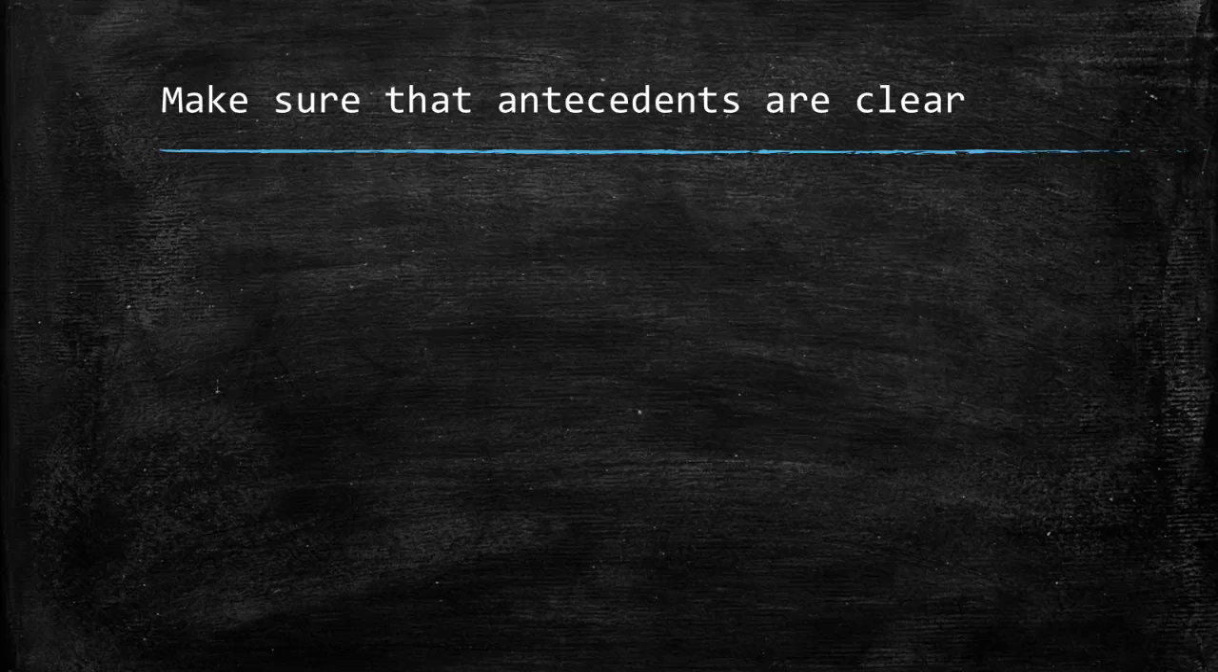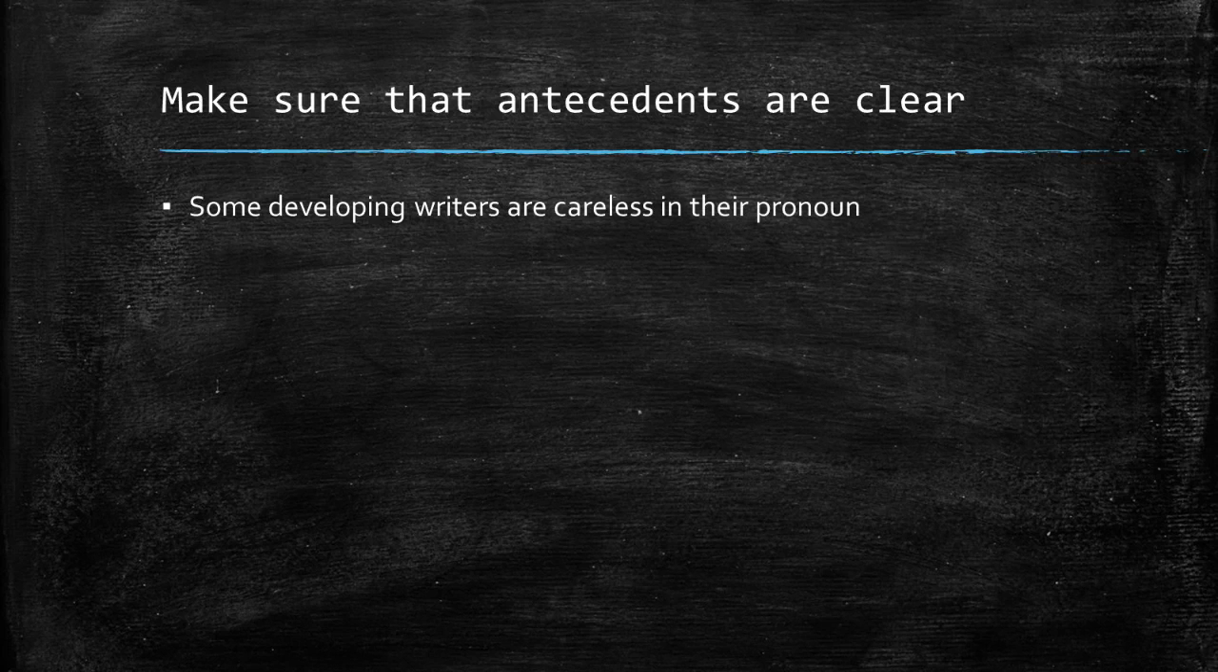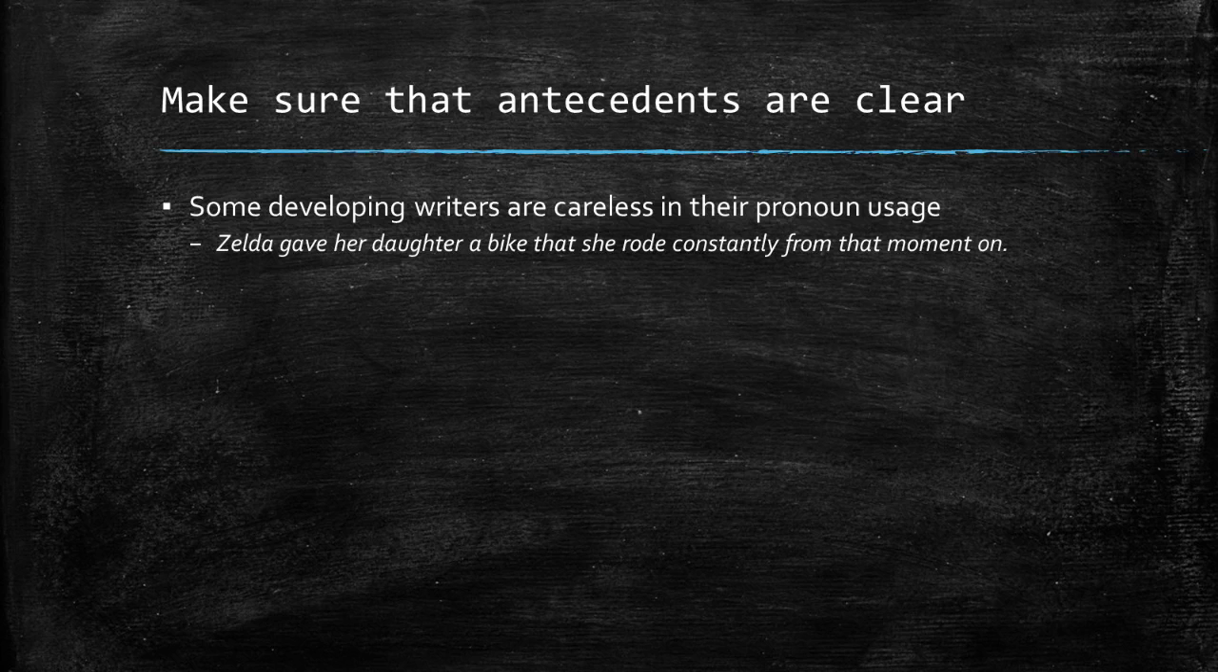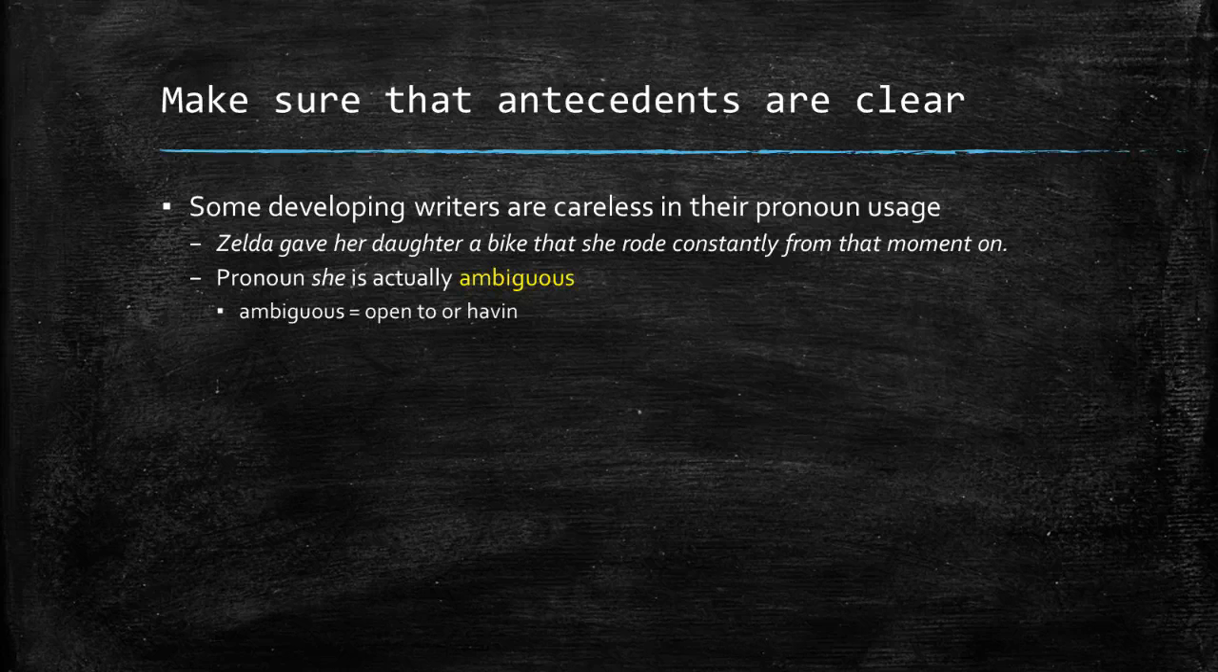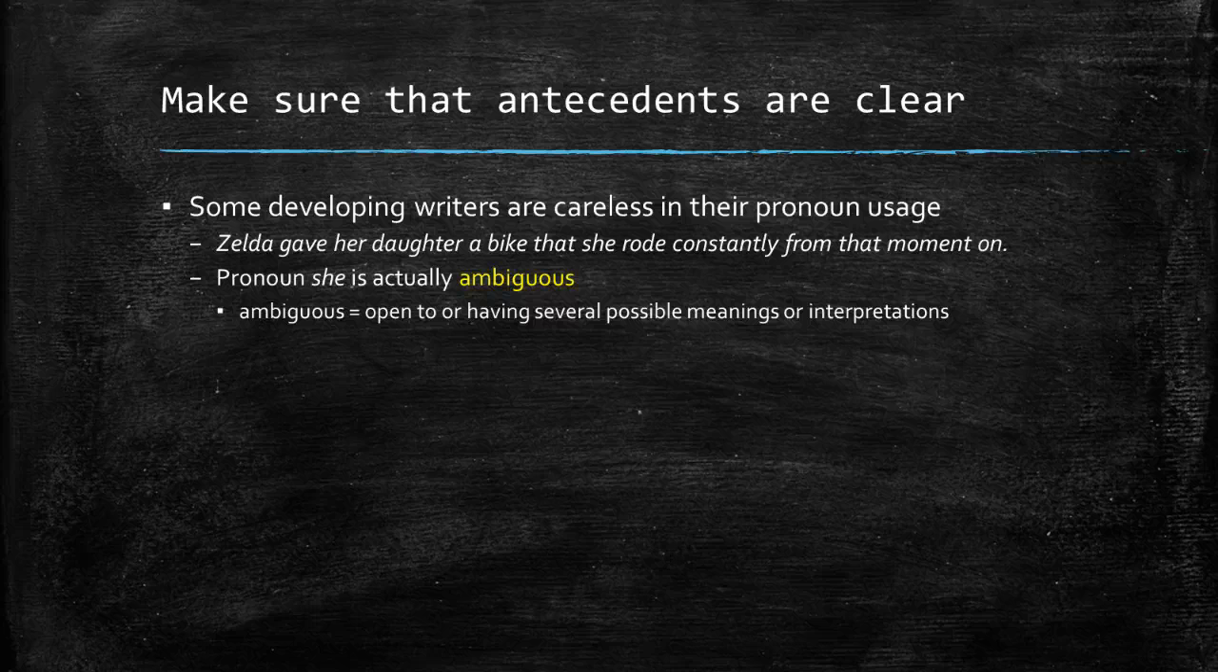Make sure that your antecedents are clear in your sentences. Some developing writers are careless in their pronoun usage, as in here. Zelda gave her daughter a bike that she rode constantly from that moment on. Once again, this may sound right to some people, but the pronoun she is actually ambiguous. In grammar, when I'm talking about ambiguity, it's the same thing as the normal term ambiguous. We mean that it's open to or having several possible meanings or interpretations. Okay? The pronoun she is ambiguous.